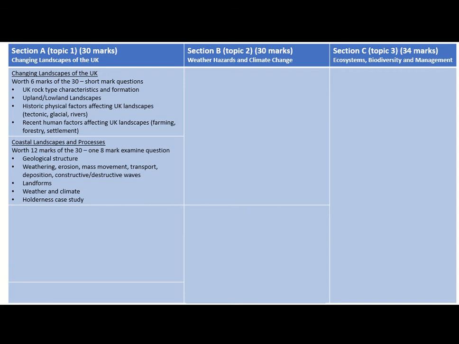So the next part of section A is looking at coastal landscapes and processes. So this is worth 12 of the 30 marks, and 8 of those 12 marks come from one 8-mark question, and it's an examine question. It will always be the command word examine.